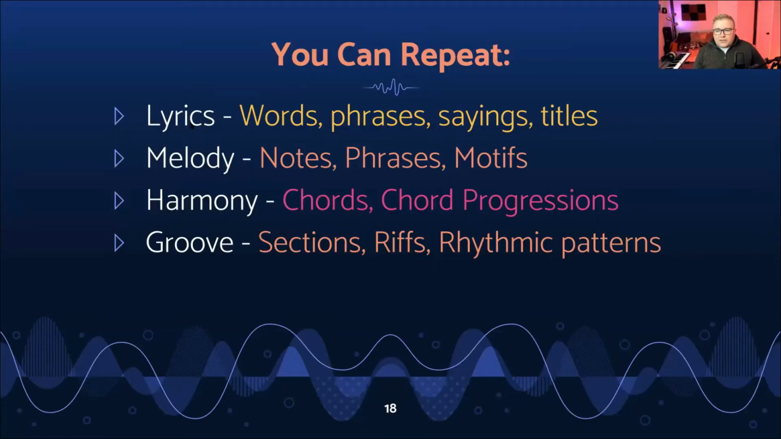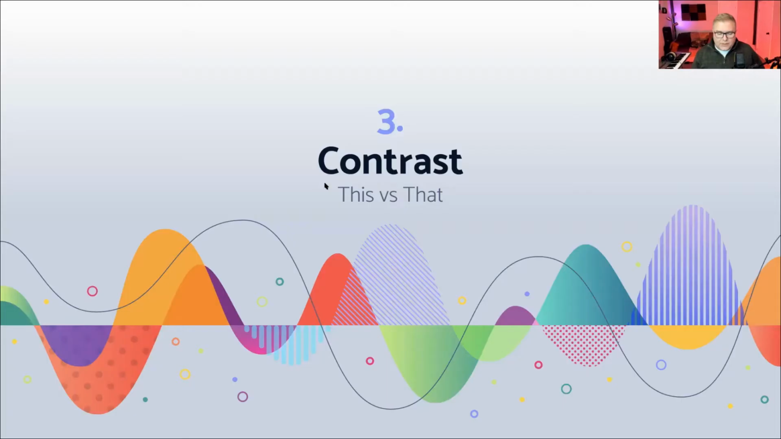Again, you can repeat lyrics, which could be repeating words. You could repeat phrases, sayings, titles. Melody, you can repeat notes, phrases, and melodic motifs or melodic patterns. Harmony, you can repeat chords, chord progressions. Groove, you could repeat whole sections. You could repeat riffs, rhythmic patterns, and those types of things as well. So repetition can be used in any of those areas. Something becomes musical as it's repeated. Even a drum pattern, or maybe a strumming pattern on a guitar, becomes musical based on that repetition as well.